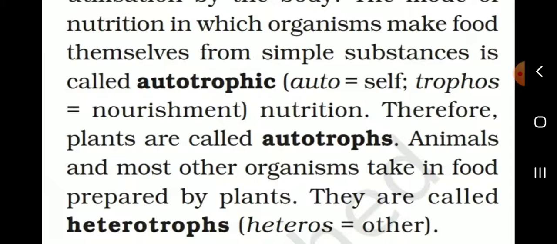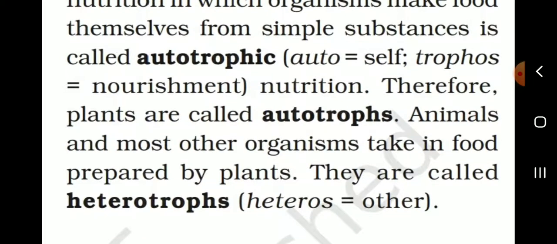So the plants prepare, plants make their own food. That is autotrophic. Next, these plants are called autotrophs. Auto means self, troph means nourishment.